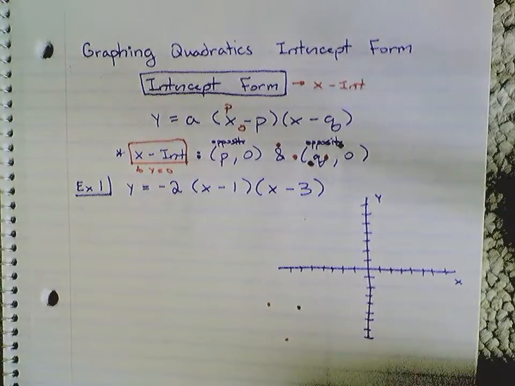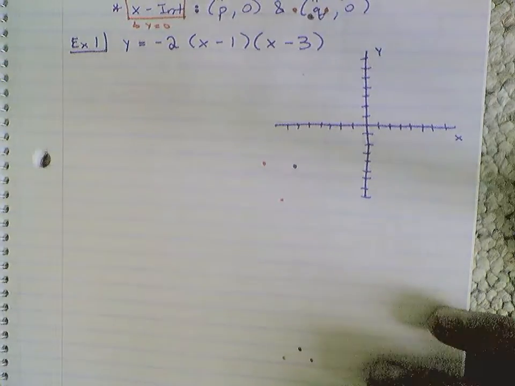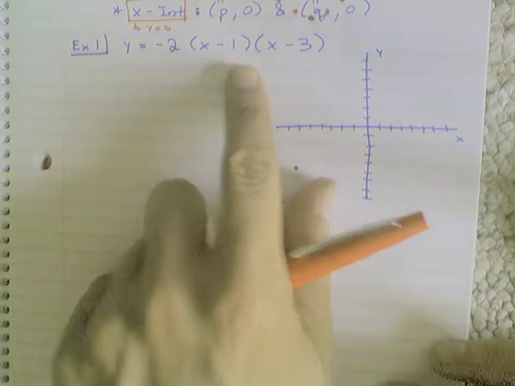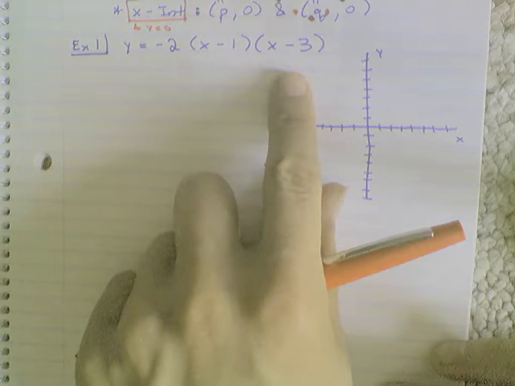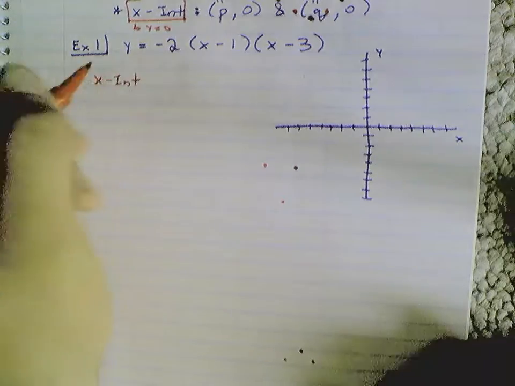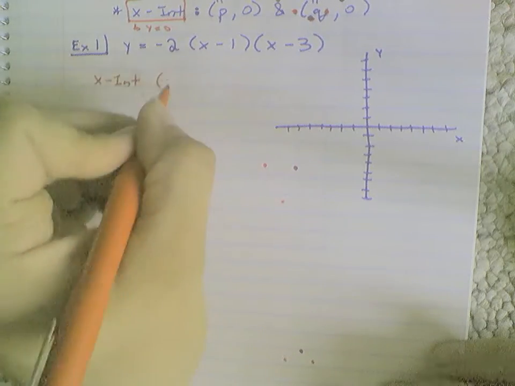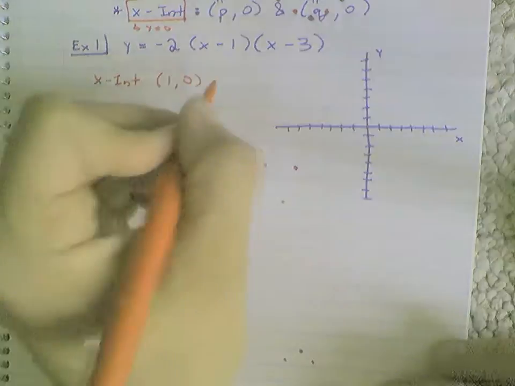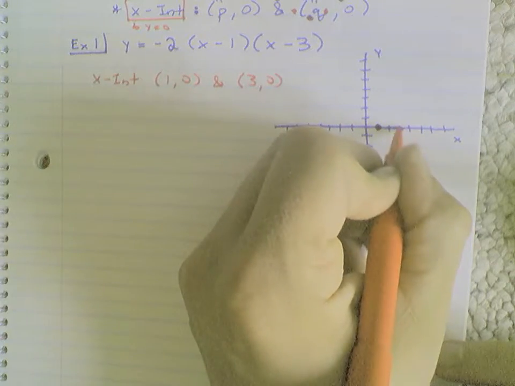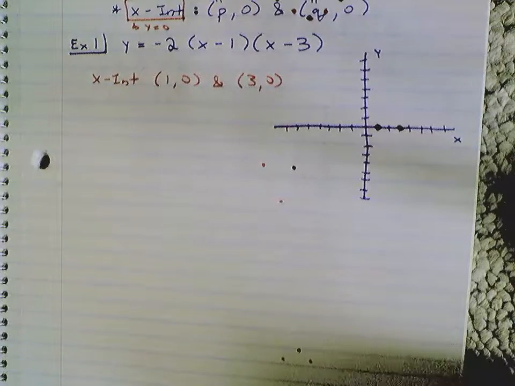So if we look at my example here, I have the following equation. I have y equals negative 2 times x minus 1 times x minus 3. So right off the bat, I should be able to find my x-intercepts. I'm going to have one at (1, 0), and I'm going to have one at (3, 0). So if I plot those 2 points, (1, 0) and (3, 0), I should have 2 points starting out on my graph.